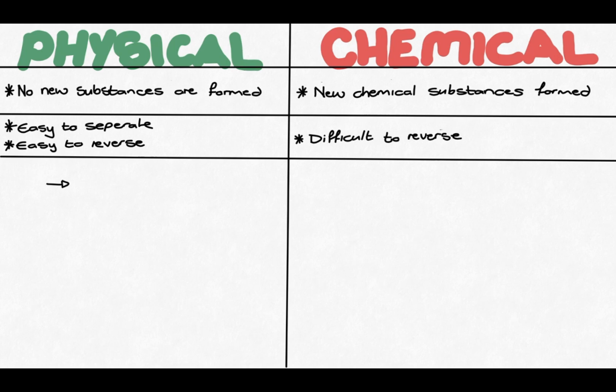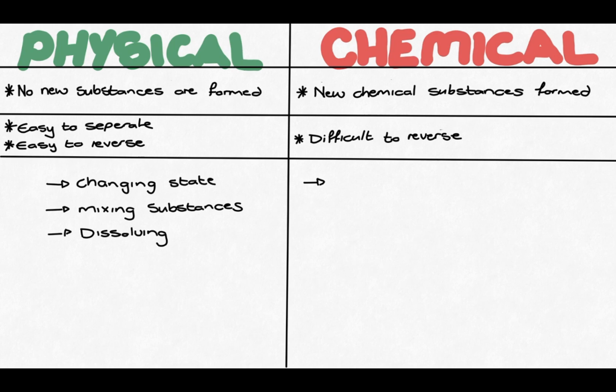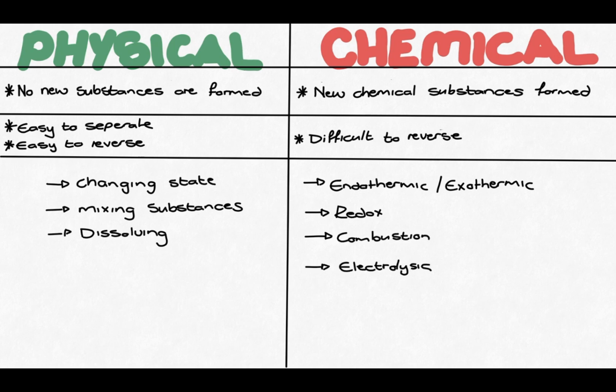Now, examples of physical reactions include changing of state like solid to liquid, also mixing substances and dissolving substances into a solvent. Chemical reactions include endothermic and exothermic reactions, redox reactions, combustion reactions, electrolysis, and also reversible reactions.